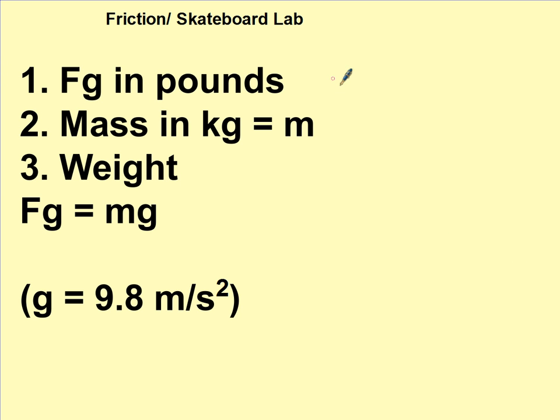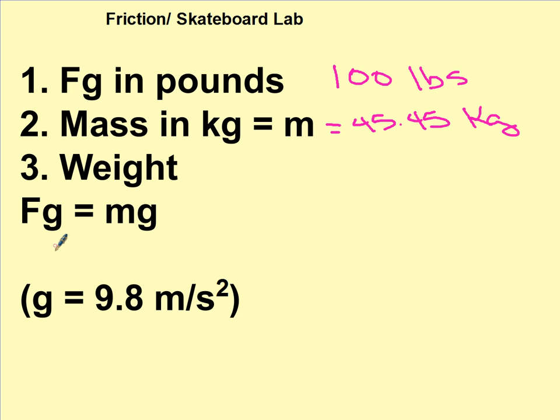So you have your weight in pounds. You're going to need to write all this down. 100 pounds, or whatever your weight is. My mass in kilograms, M, is 45.45 kilograms. The next thing I need to do is find the weight.